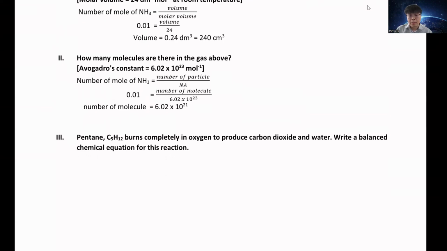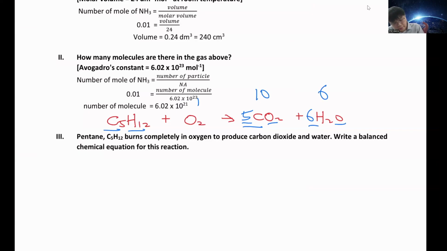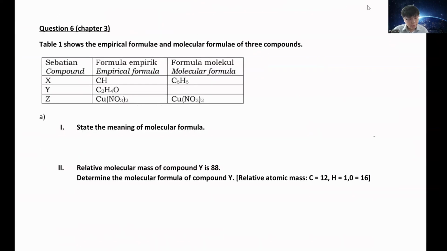So pentane burns completely with oxygen to form a gas. So you check here: pentane C5H12 burned completely with oxygen O2 becomes your carbon dioxide gas plus water. Okay, so 5 carbon, 12 hydrogen, then 10 oxygen here, 6 oxygen, 16. So I put 8 here. Okay, that's all. Then move on to the next question.